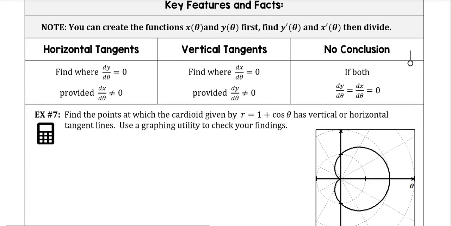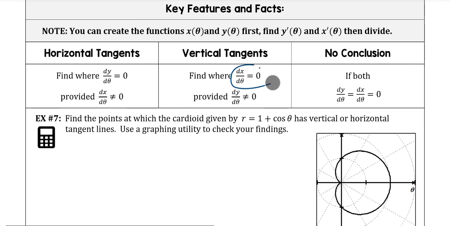Okay, so here's where we find our horizontal and vertical tangent lines. We want where the slope is 0, so that means the numerator, which is dy/d theta, would have to equal 0. But please remember, it can't be a horizontal tangent point if the denominator is also 0. It just has to be that the numerator is 0 uniquely. And vice versa for the vertical tangent lines. Now we want dx/d theta equal to 0, but not dy/d theta. If they're both equal to 0, we're not going to be able to draw any conclusions at all. So let's do an example of this type of feature.